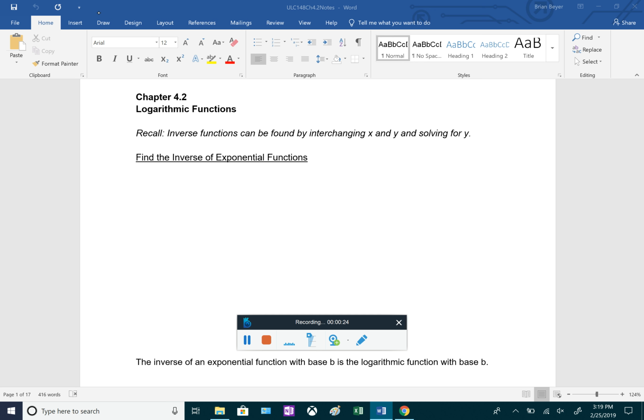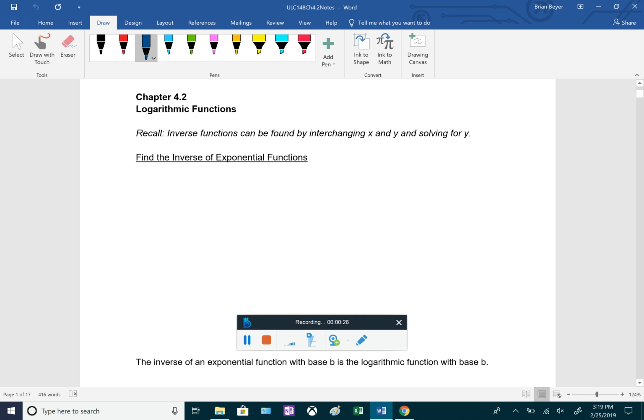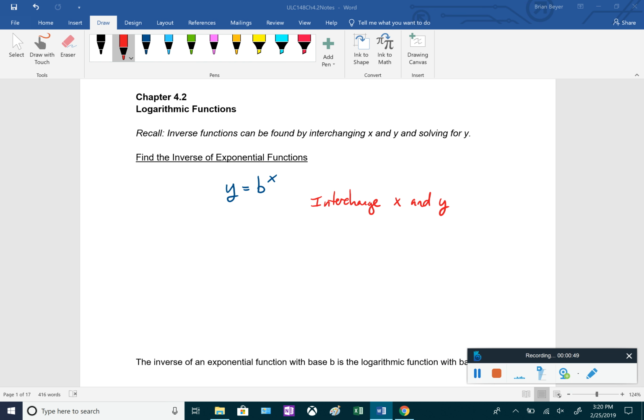So let's say we had an exponential, and it was y equals b to the x. So y is a function, x is the variable, b is the base. What we would do is we interchange the x and the y, and then we would solve for y. So when we interchange the x and the y here, we're going to end up getting x equals b to the y, and then we try to solve for y.